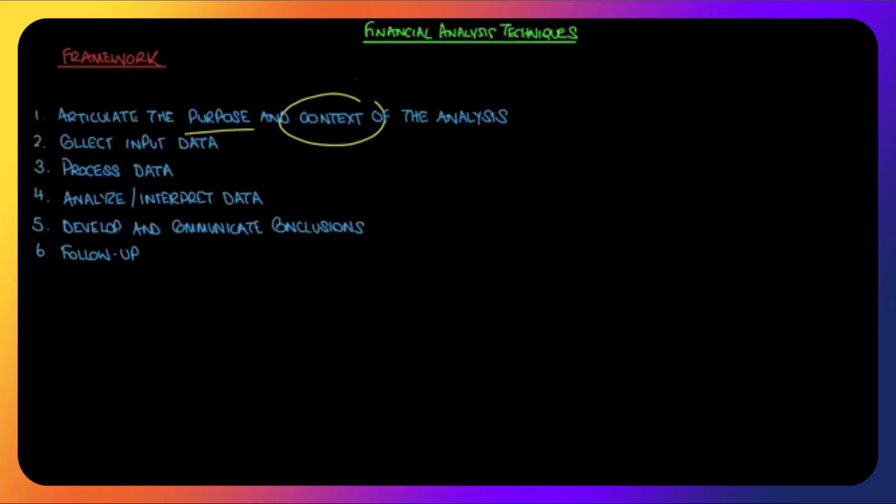And against what background? Because if you don't decide that, you could go off in a completely wrong direction and collect irrelevant data. So make sure you know why you're doing it. Collect your data, process it, analyze the data. This is where ratio analysis is going to come in. Develop and communicate conclusions and follow up. A little bit of a link there to the world of ethics, which is always nice.